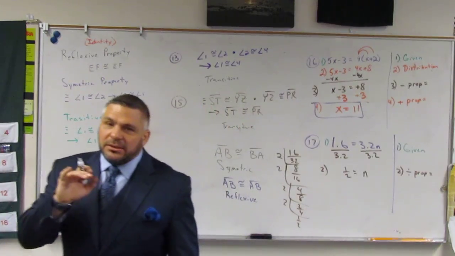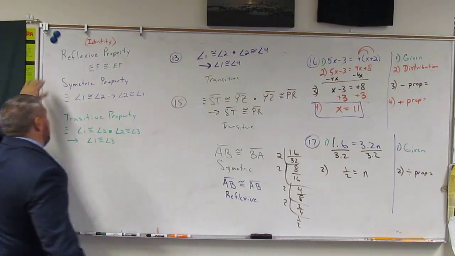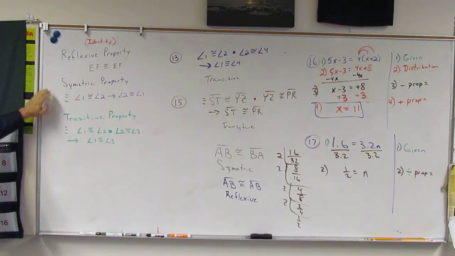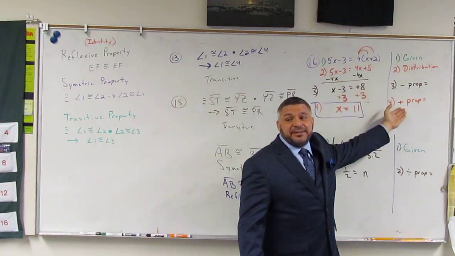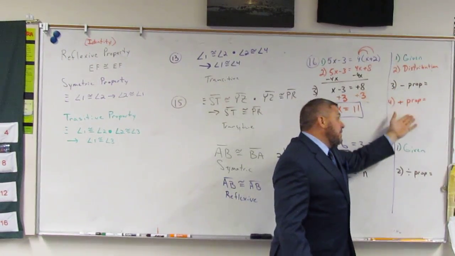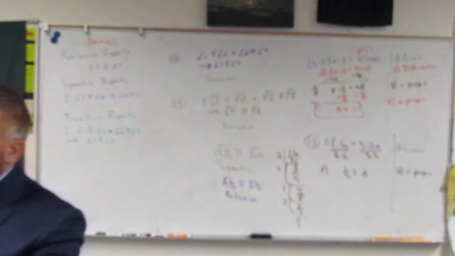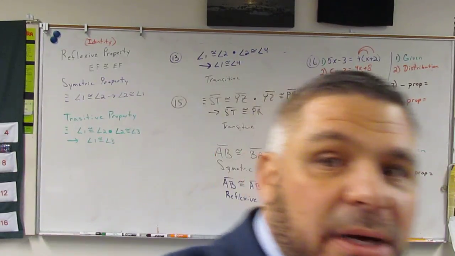Remember last chapter I said that these properties of equality are going to come up a lot. They will. And I just told you the reflexive, the symmetric, the transitive are going to come up a lot. Believe me. These come up the most. Subtraction, addition, and division come up the most. You will do that almost every time. Okay? All right.